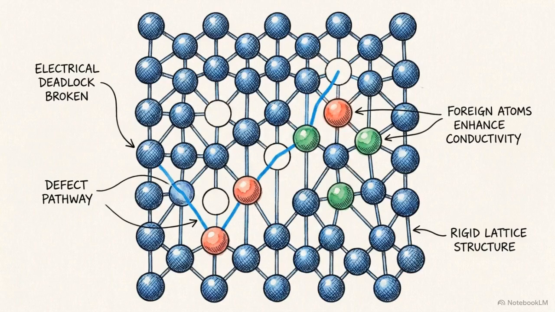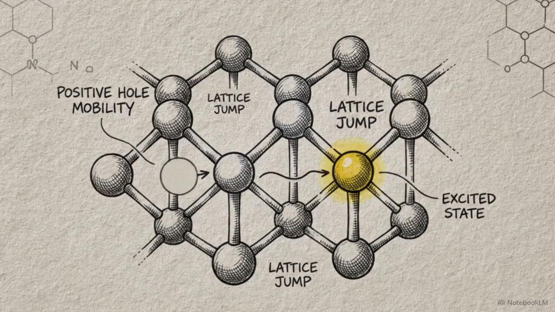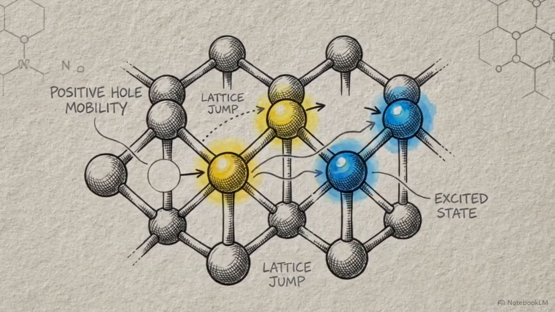These missing and foreign atoms provide the necessary pathways to break the electrical deadlock, introducing the specific vacancies that a perfect lattice lacks. When an atom is missing, or a doped atom arrives with fewer electrons, it creates a mobile positive hole inside the formerly rigid crystal.